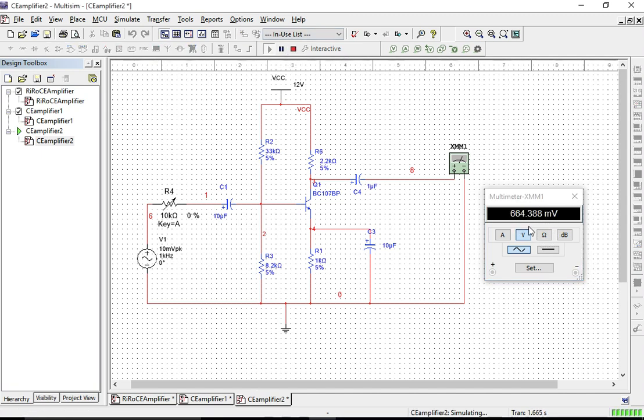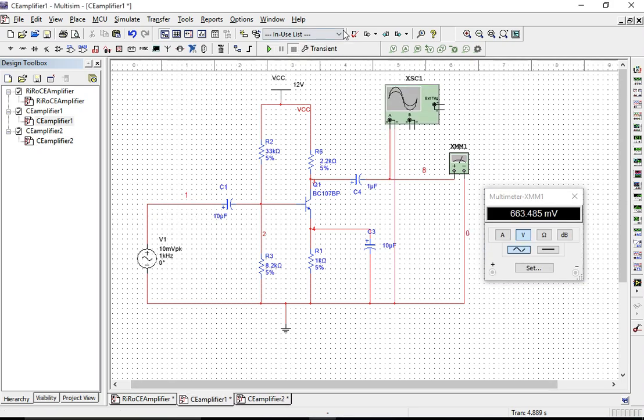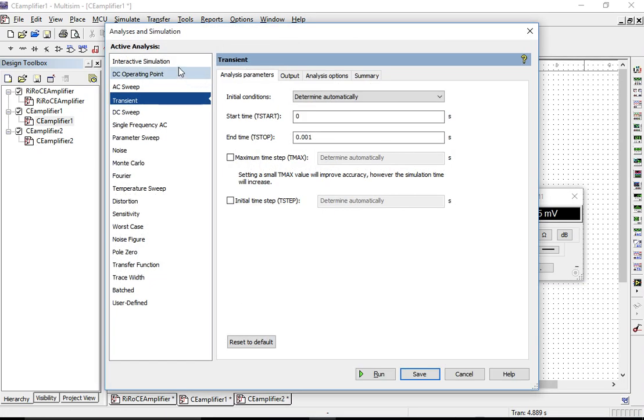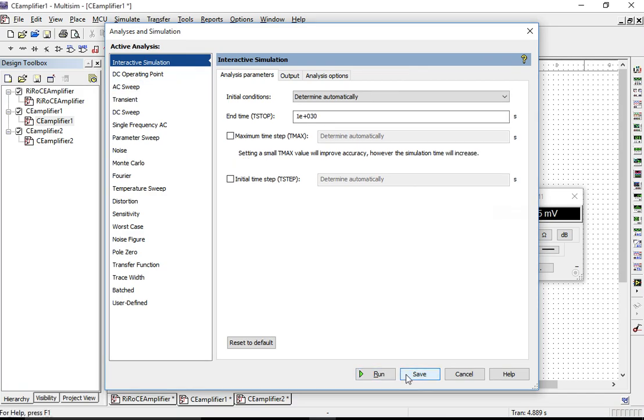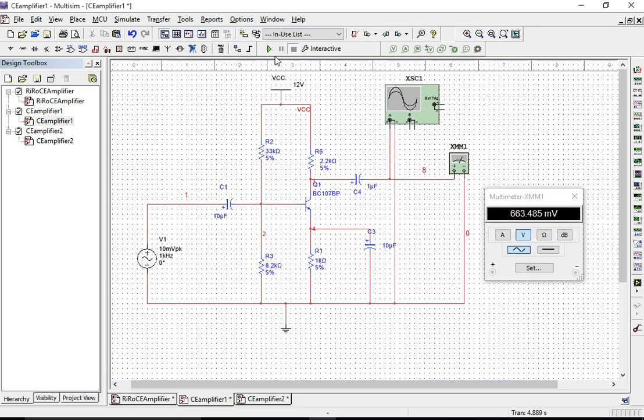So previously also we have seen 664 millivolts. Or we can go to the previous circuit and observe once again. Here it is in transient mode. Click on interactive simulation and I will show you the value here, 664.41 millivolts. Okay, nearly 664 millivolts in the circuit 1. So same circuit is used here but with some added resistance.